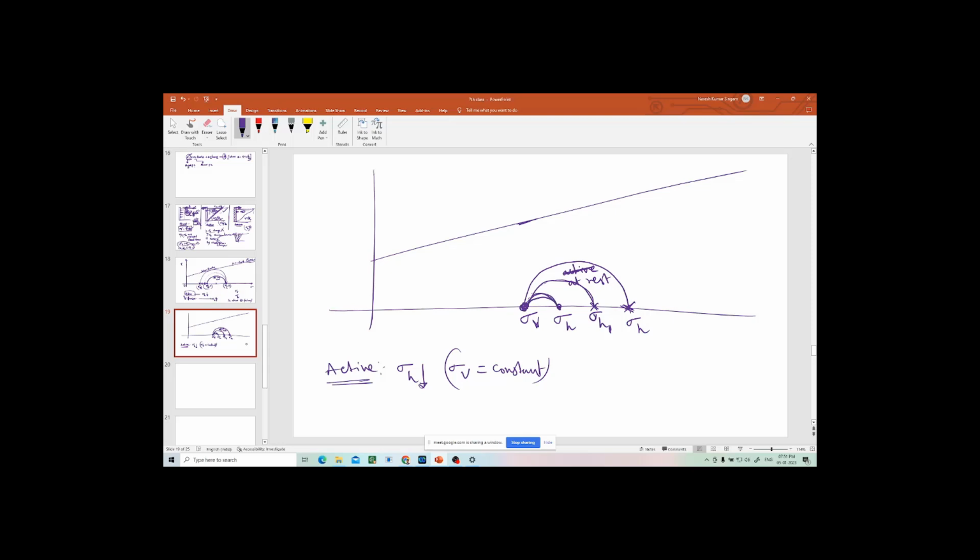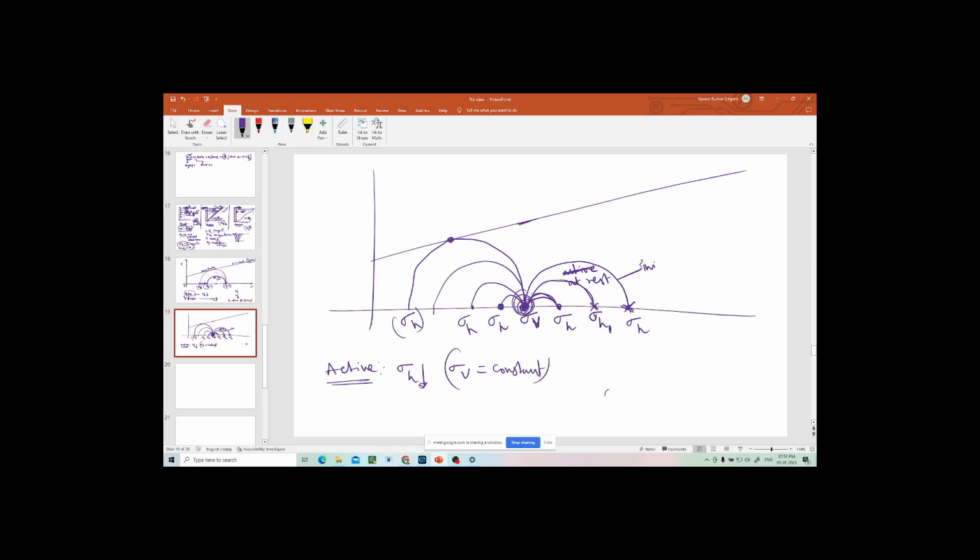At one point sigma v and sigma h are the same. Then slowly you are still moving the wall away from the soil, so sigma h is further decreased. Now another Mohr circle is formed. Sigma v is constant always. Like that, at one point it will touch this line. This is the initial, then you are decreasing sigma h, keeping sigma v constant. Finally, you have reached this sigma h in the active condition when it is failing.